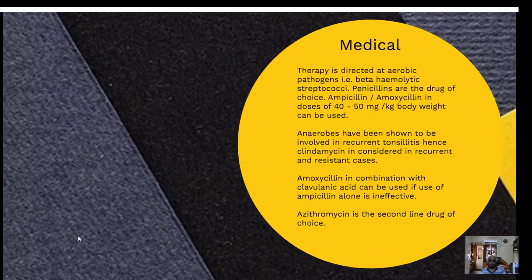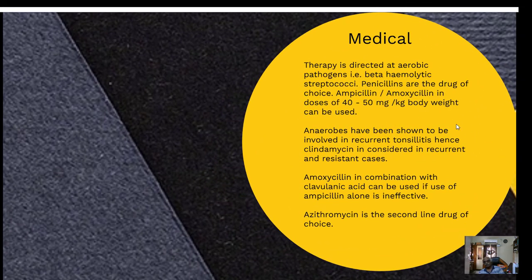So, medical management is usually preferred only in acute adenotonsillitis. It is directed against aerobic pathogens, commonly against beta-hemolytic streptococcus. Penicillin is actually the drug of choice. Ampicillin or amoxicillin can be given in doses of 40 to 50 milligrams per kg body weight.